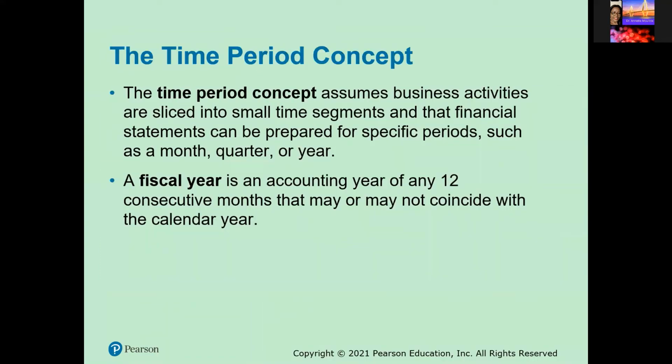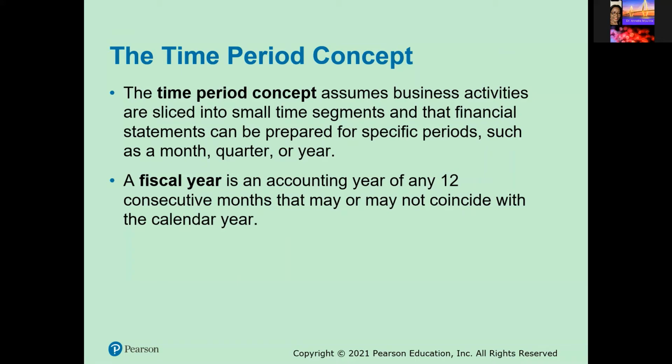The time period concept simply states that a business's activities can be sliced into small time segments such as months, quarters, or years. Now, typically, a company's fiscal year spans a period of 12 months. We know that. A calendar year is a fiscal year that begins on January 1st and ends on December 31st.